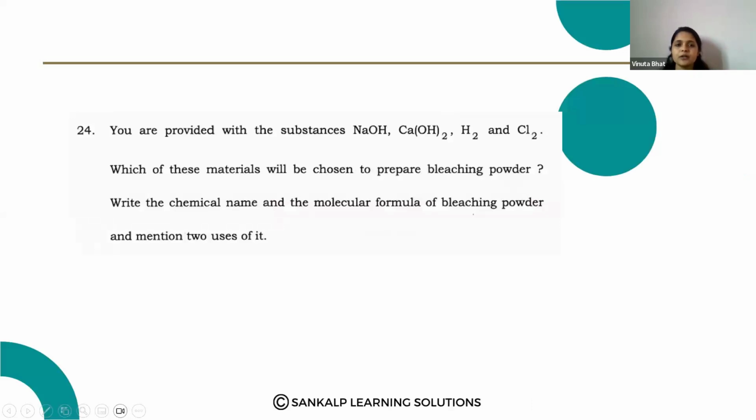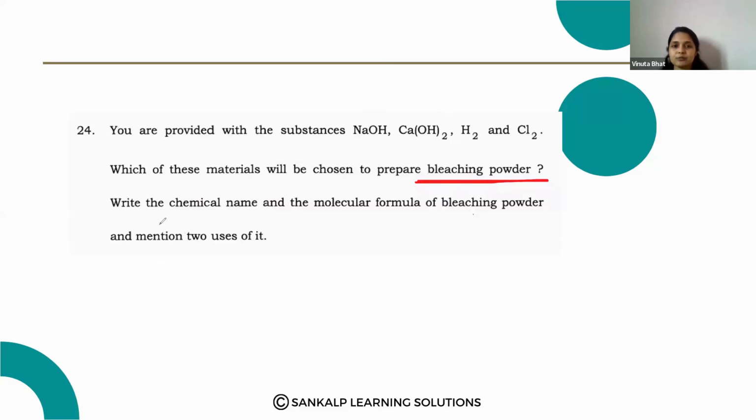Next question. You are provided with the substances sodium hydroxide, calcium hydroxide, hydrogen, and chlorine. Which of these materials will be chosen to prepare bleaching powder? Write the chemical name and the molecular formula of bleaching powder and mention 2 uses of it. Here, some substances are given, and using those substances you have to prepare the bleaching powder.